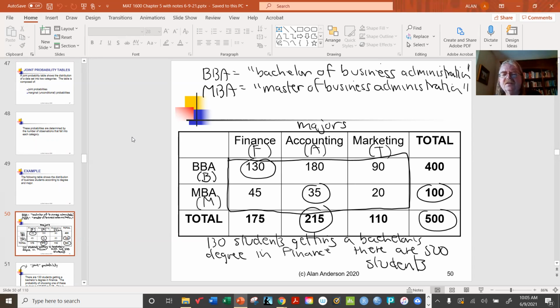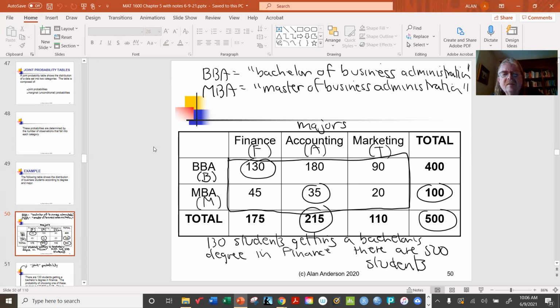So the numbers represent how many students fall into each category. And so we can tell just by looking, for example, at this 130 that I've circled, that tells me that out of the 500 business students, 130 of them are getting their bachelor's degrees in finance. And in a similar way, this other circled number here tells me that 35 of these students are getting their MBA in accounting. And of course, altogether, I've sort of boxed off these six cells to indicate that there are six cases where we've got two things both being true at once. These others are just totals, okay? They have their own separate role to play.